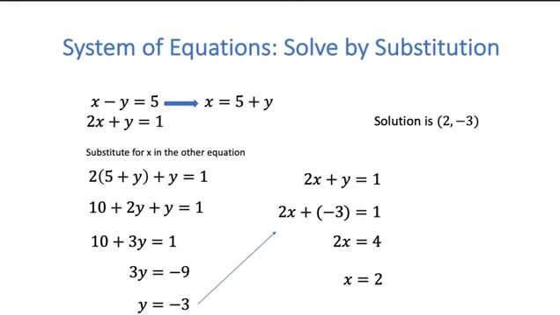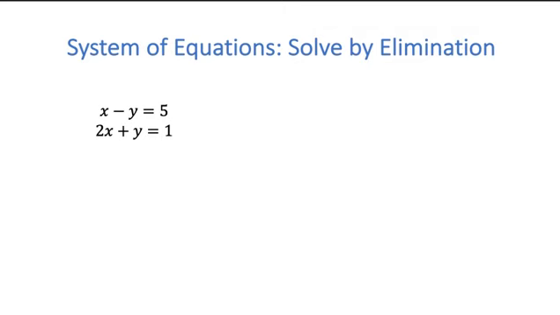Now let's look at how we do that using elimination. When you use elimination, what you actually want to do is add these two equations together. And you want one of the variables to drop out. So if I add these two equations together, -y plus y will be 0. So I get x plus 2x is 3x, 5 plus 1 is 6, so 3x is equal to 6. Solve for x: x equals 2.